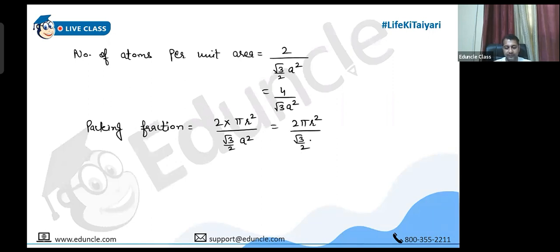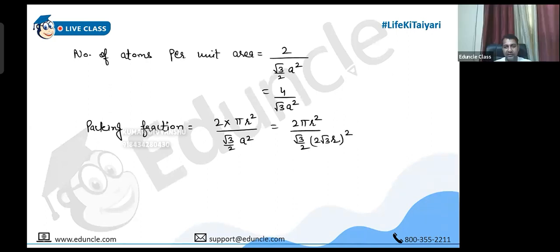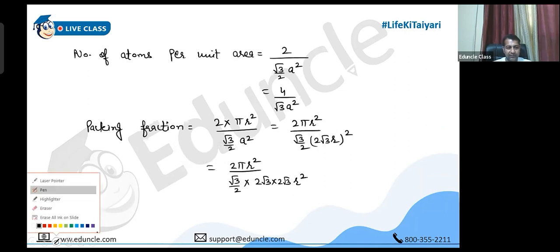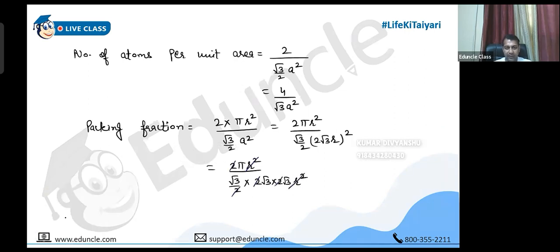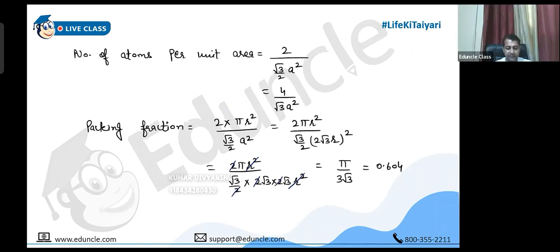How is A related to R? Say 2R. 2 root 3 R. 2R is A dash, it is not A. I will tell you. So R square will get cancelled. So pi by 3 root 3, I think. How much? Please check.